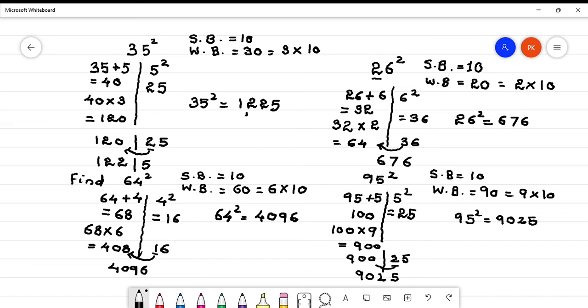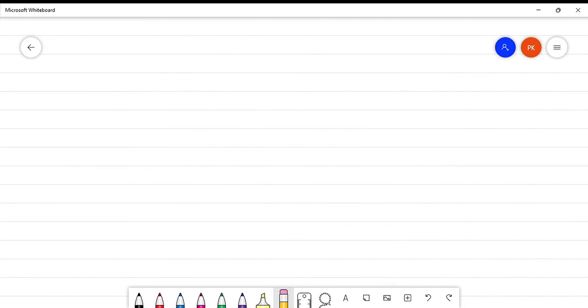Okay, is that okay with you? How to find out the squares of 2-digit numbers using the base method. Now, let us extend this method for the 3-digit numbers.